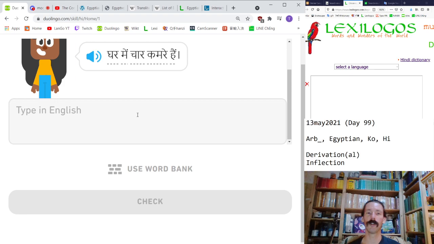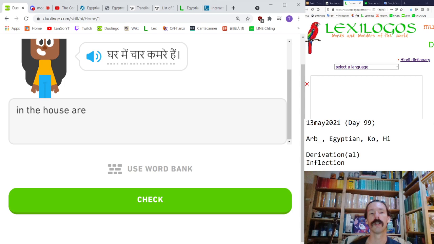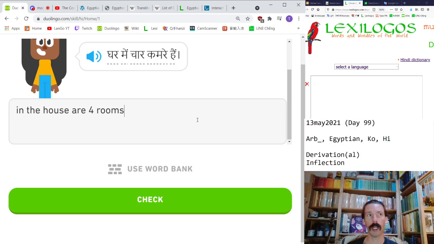Char kamri hain. What's this one, Levi? In the house are four rooms. Good. There are four rooms in the house. Yeah. So it is... Ghar. Uchi ni... Yotsu no heya ga arimasu. Heya ga, that would be different word order. With the numeral right before the verb, I don't think Hindi does quite that way. Here's an important difference. The preferred order for Japanese, I think, the unmarked order would be heya ga yotsu arimasu.